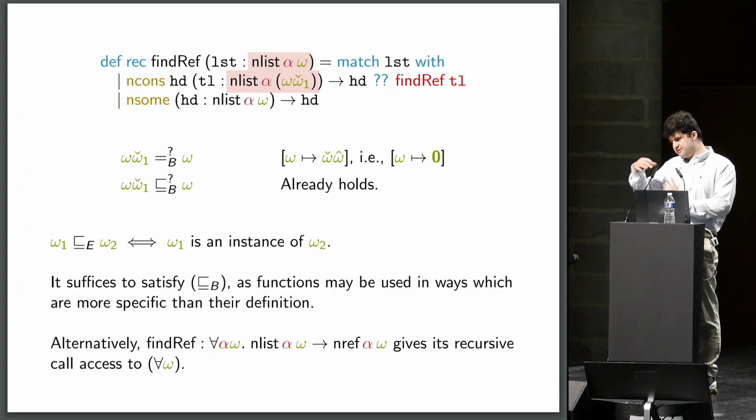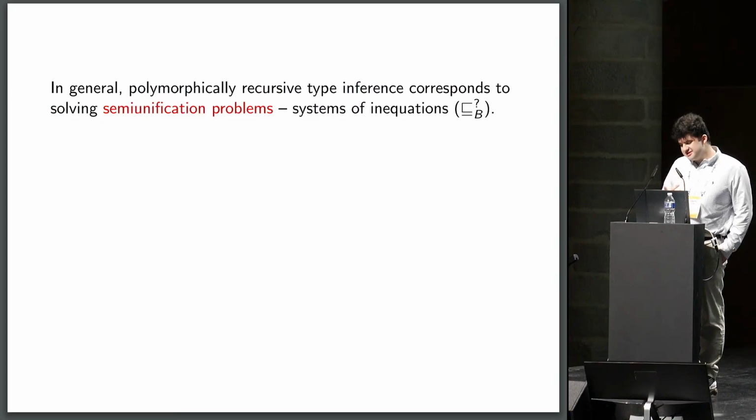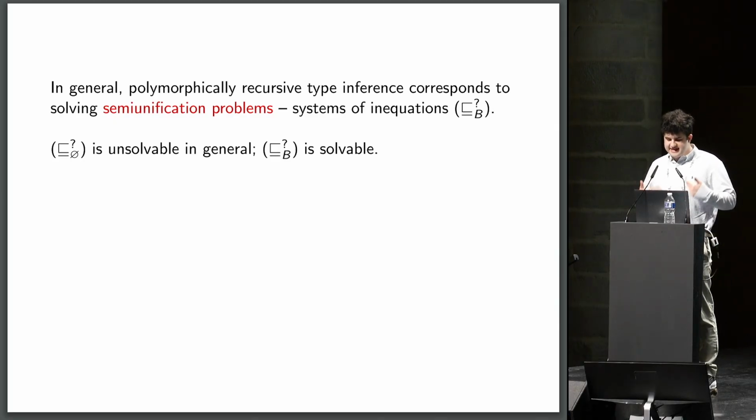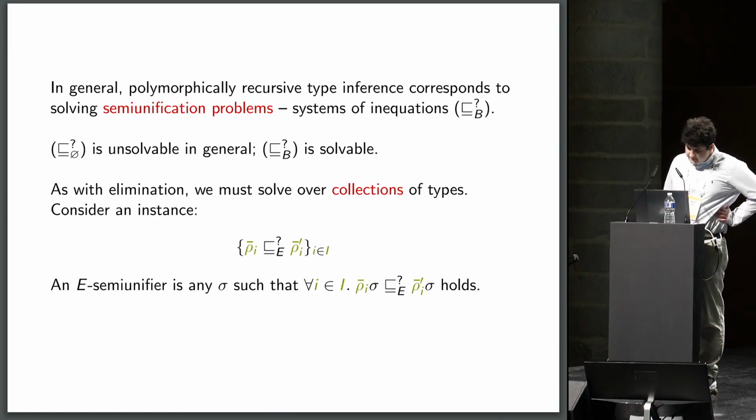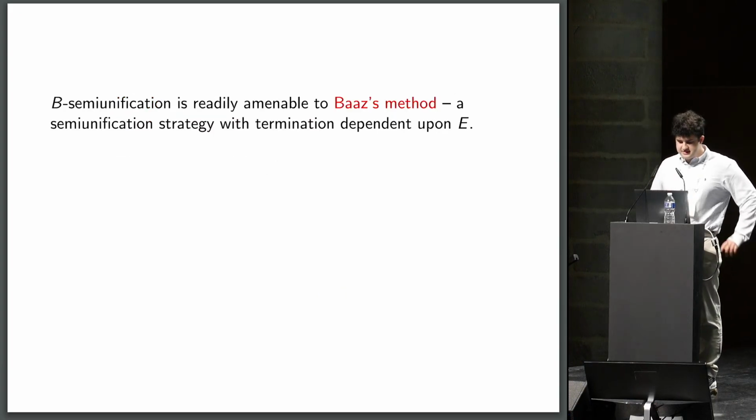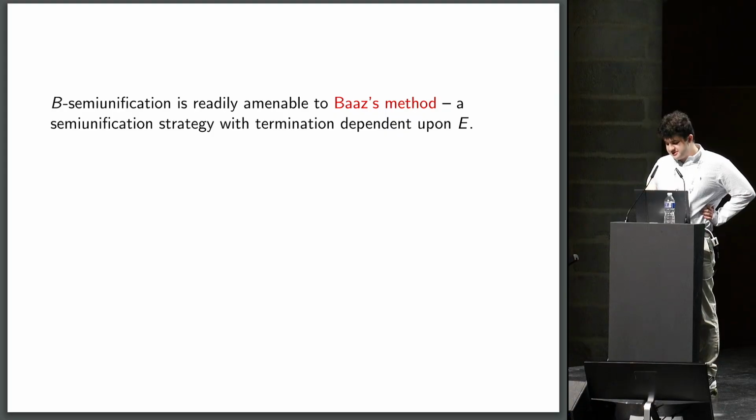In a recursive block, each recursive call has access to all the type schemes in the sequence. In general, polymorphically recursive type inference corresponds to solving semiunification problems. Syntactic semiunification is notoriously unsolvable. Boolean semiunification is solvable essentially for the same reason that SAT, the satisfaction problem, is. Again, we have to solve over collections. And Boolean semiunification is readily amenable to Baz's method, which is a semiunification strategy with termination dependent on E.